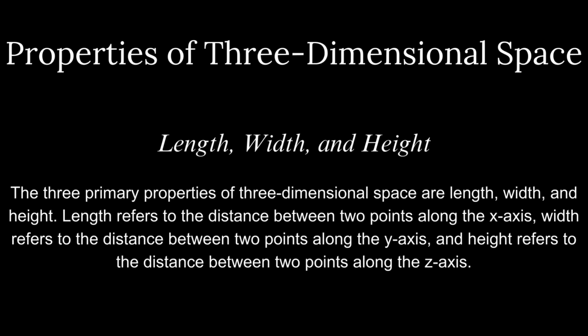Properties of three-dimensional space. Length, width, and height. The three primary properties of three-dimensional space are length, width, and height. Length refers to the distance between 2 points along the x-axis, width refers to the distance between 2 points along the y-axis, and height refers to the distance between 2 points along the z-axis.